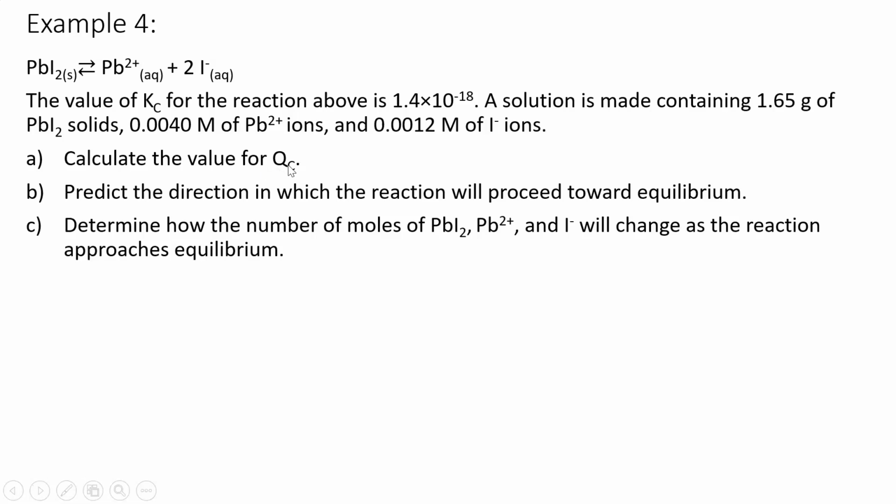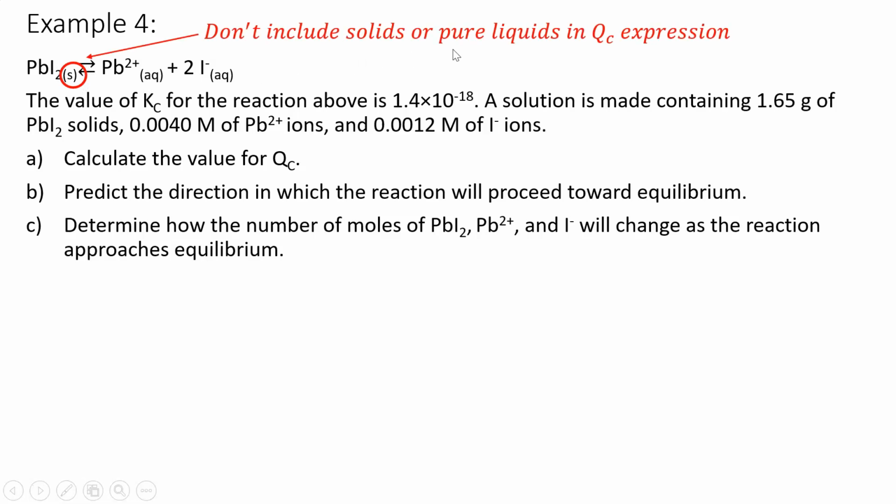So we want to calculate the value for QC. First we need to know how to set up the expression. QC is going to be products over reactants. But don't forget, when we're calculating QC, we're only looking at aqueous solutions and gases. We leave the PbI2 out of our QC expression because it's a solid. If it's a solid or a pure liquid, you leave it out. So our QC expression is just Pb2 plus times I minus, and don't forget to square it because of the coefficient, divided by 1, which is just a placeholder because there's nothing to include on the reactant side.